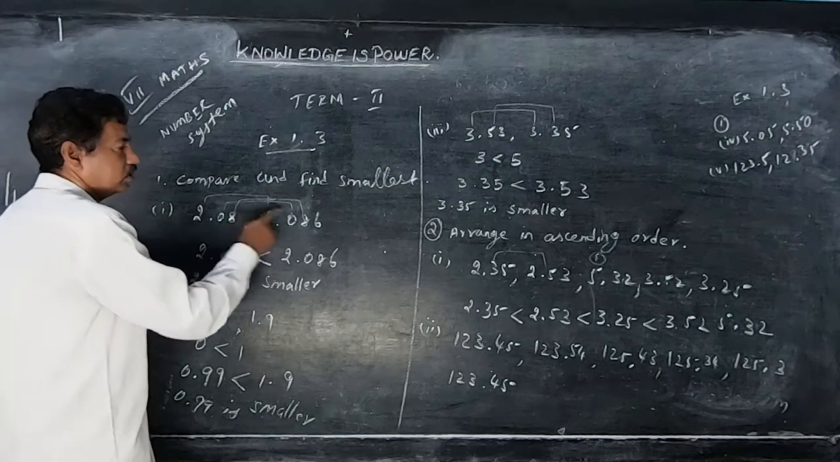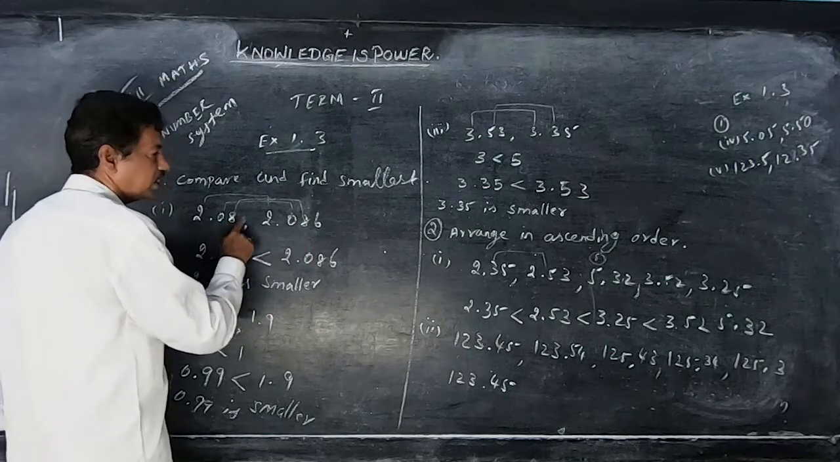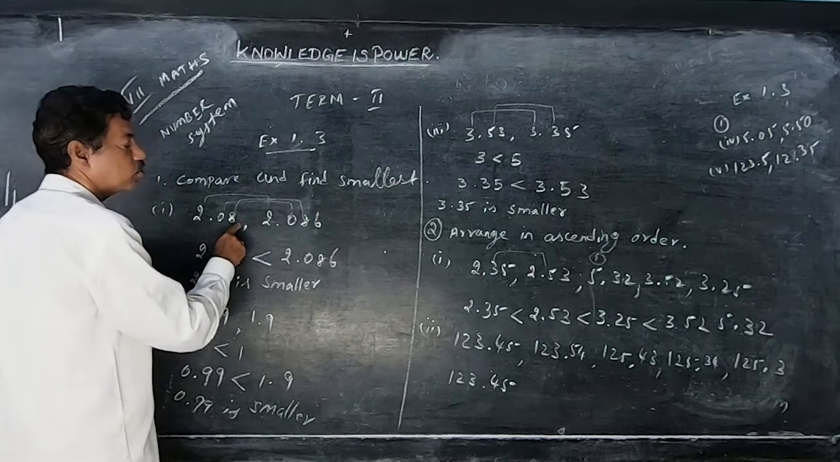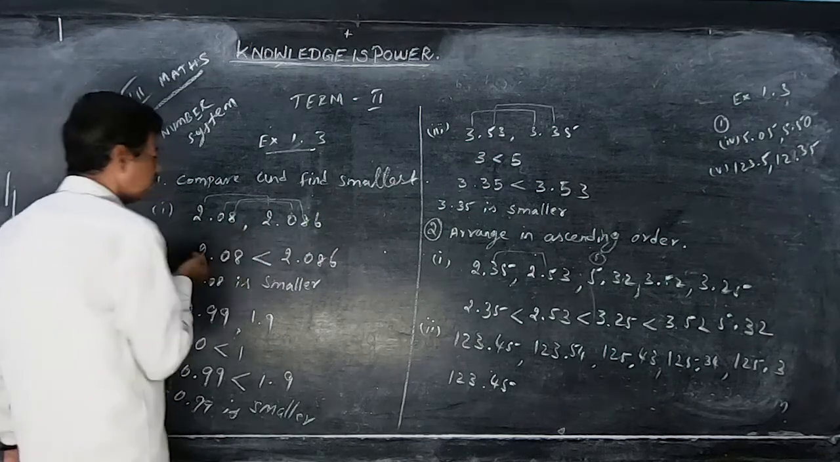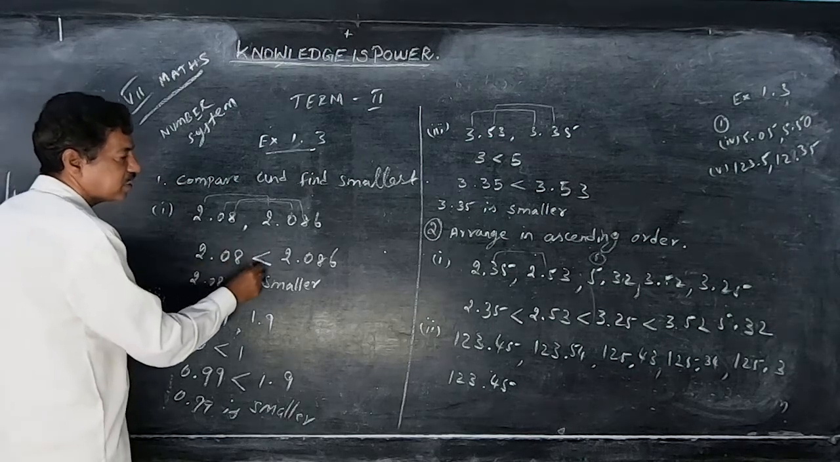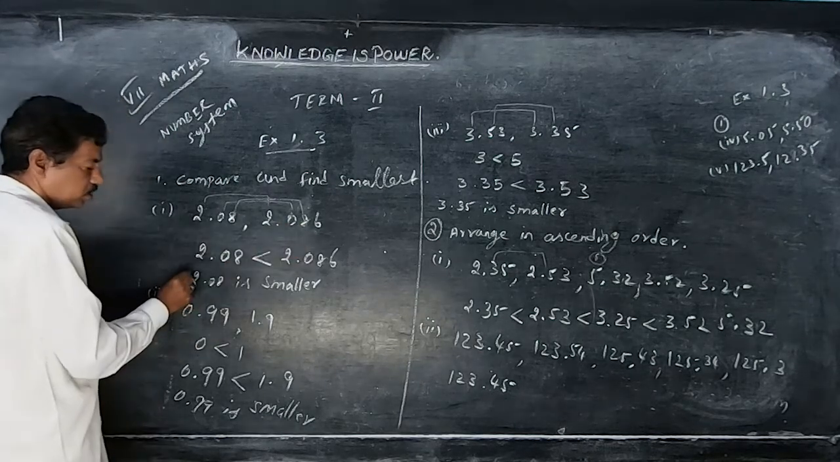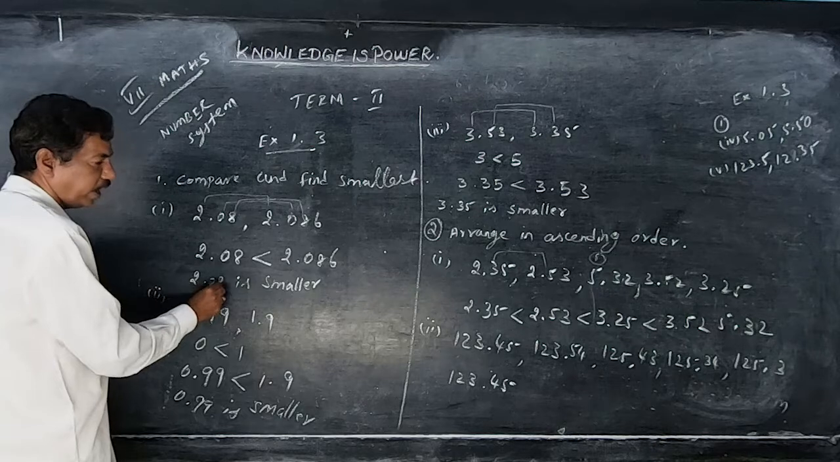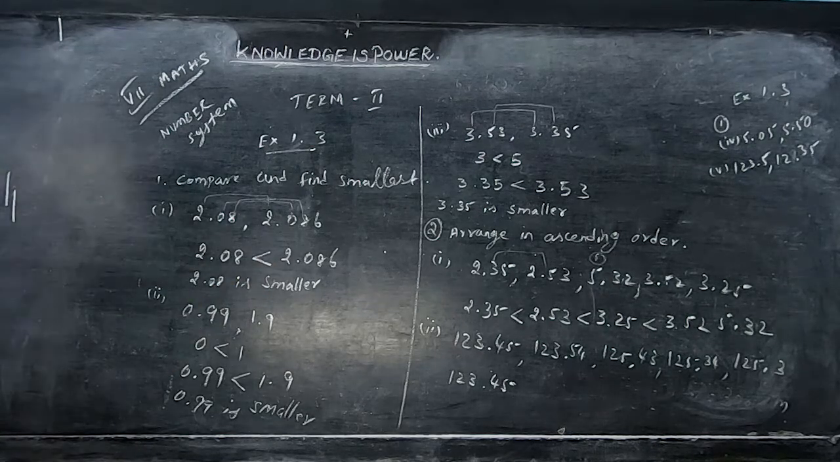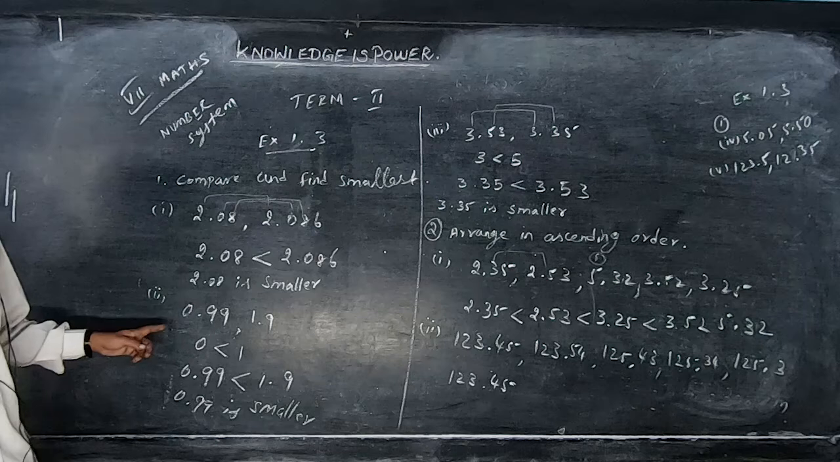So what happens? Is 0 smaller or is 6 smaller? Because they are asking for the smallest, 0 is the smallest. Therefore you write this is less than this. 2.08 is smaller. Move on to the second question.